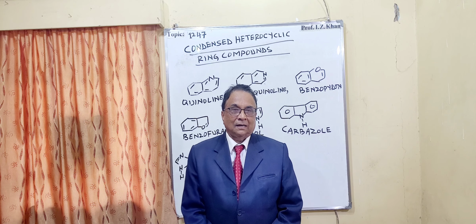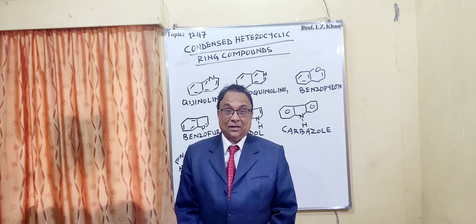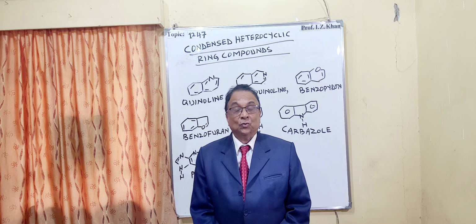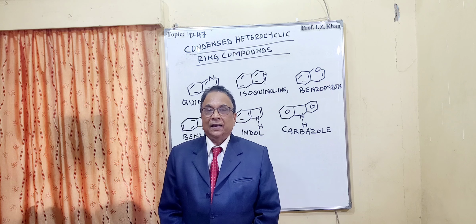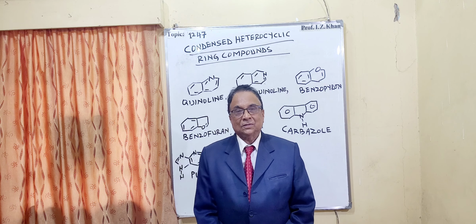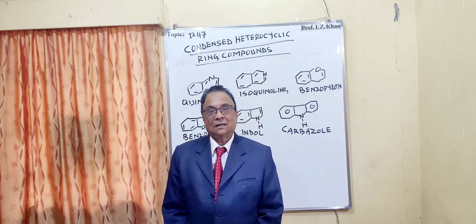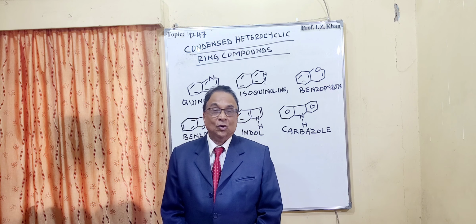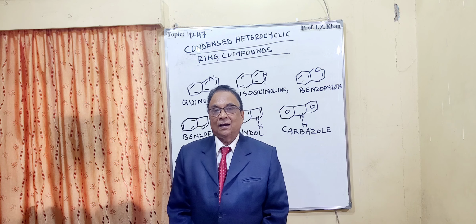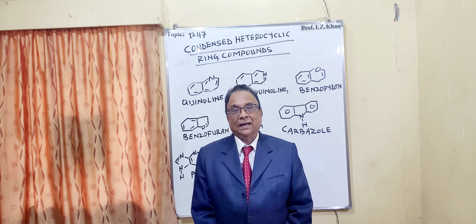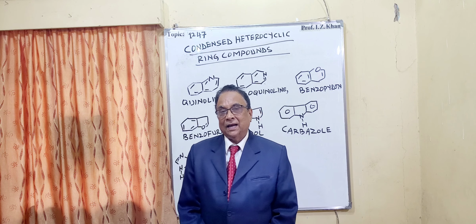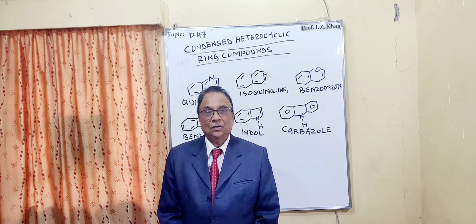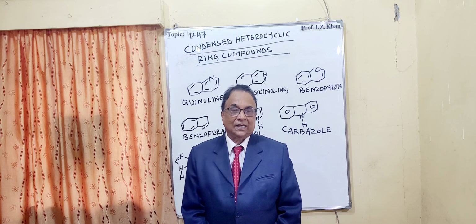Ring, that is fused heterocyclic ring system where more than one ring, maybe two rings or three rings, are fused. Sometimes one ring may be carbocyclic and the other ring heterocyclic, like in quinoline. In quinoline, one ring is benzene and the other ring is pyridine, and that's why this is also called alpha beta benzopyridine.